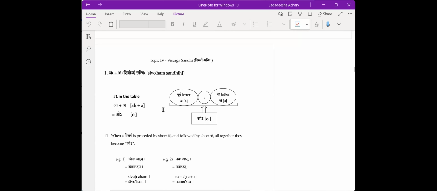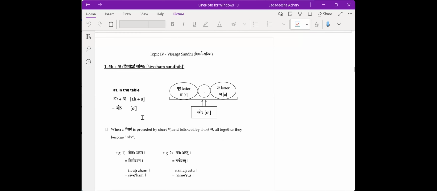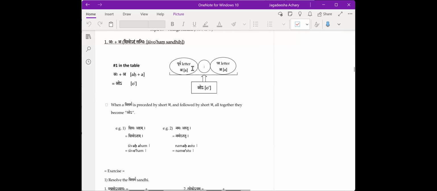Okay, so I am on the PDF now, which is the Visarga Sandhi or Shivoham Sandhi, aha plus A becoming O. So look at the chart, Purva letter. Now actually the A on the left and the Visarga together are part of the Purvapada, Purva Varna. So A followed by Visarga followed by short A, you will end up with O and Avagraha. When a Visarga preceded by Hraswa A and followed by Hraswa A, all together will be replaced by O.